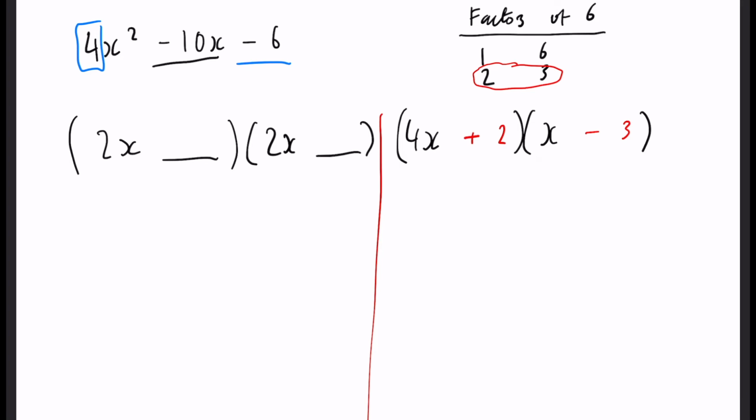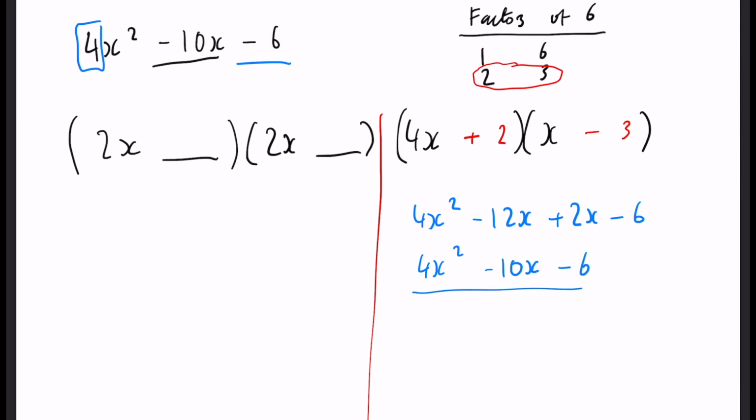If we expand this out, we'll get 4x squared minus 12x plus 2x minus 6. And if we were to simplify that down, we have 4x squared minus 10x minus 6. And you can see that is the correct answer. However, like I said before, sometimes there is more than one solution.